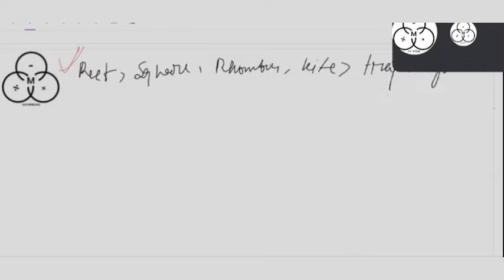Trapezium is an interesting figure, so we cannot miss this. What is a trapezium? In a trapezium, only two sides are parallel, and these two sides, this side and this side, are not parallel. This side and this side are parallel to each other. This is the definition of trapezium.